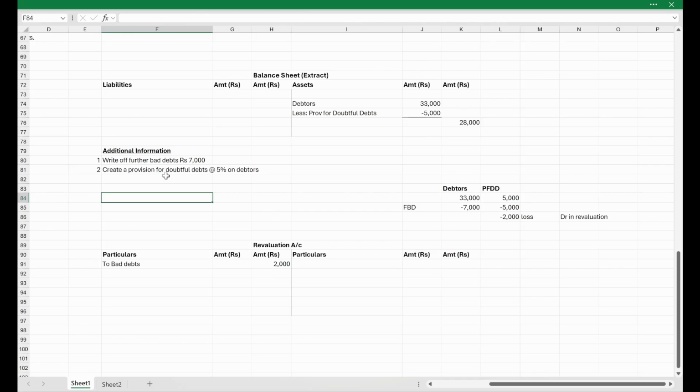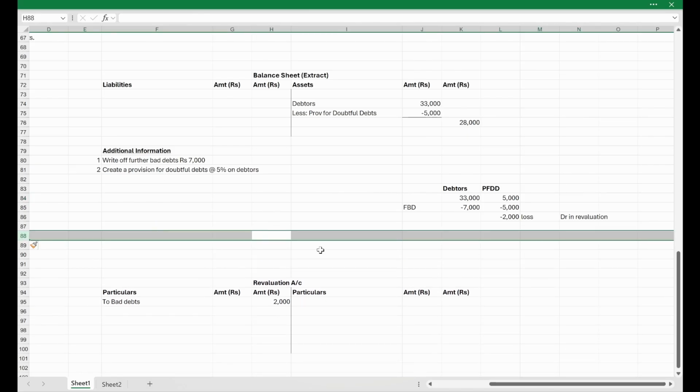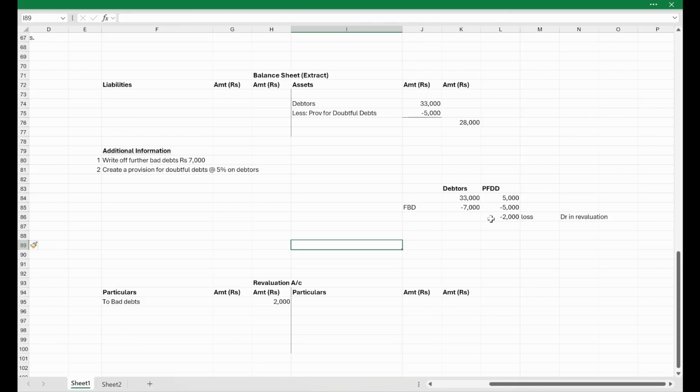Create a provision for doubtful debts at 5% on debtors. Now coming back to the same working note, this portion is done, so I'm just eliminating it. Now focus only on this debtors column. I had original debtors of 33,000. Now I had to remove 7,000 from it because they turned out to be bad. So that gives us an updated debtors of how much? 26,000. This is the revised value of debtors.